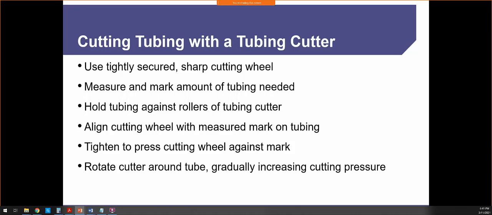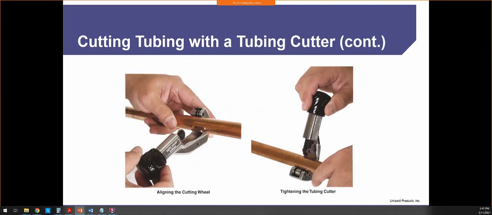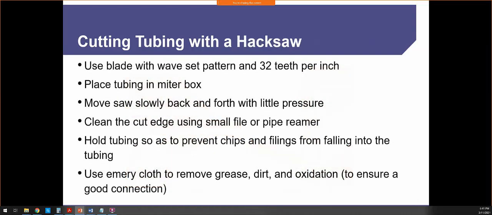Use a tightly secured sharp cutting wheel, measure and mark, hold tubing against rollers, align cutting wheel with measured mark, tighten, press the cutting wheel against the mark, and then rotate the cutter around the tube, gradually increasing the cutting pressure. And this is just what it looks like. Cutting, I should just delete this slide. I'm not going to even cover it.